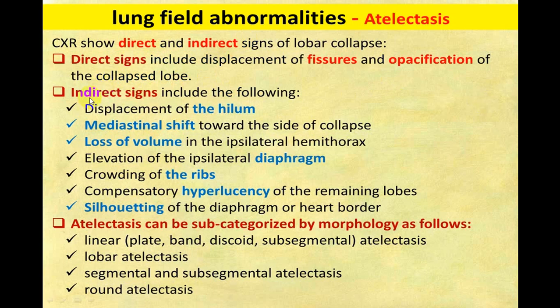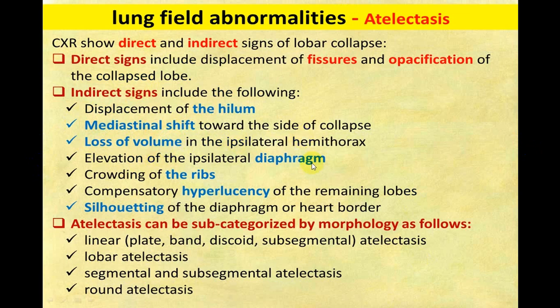There are certain indirect signs, what we call a displacement of the hilum. So if upper lobe is collapsed, hilum will be lifted up. If lower lobe is collapsed, hilum will be lifted down. So that will be a peculiar finding what you will be coming across. So try to look at that particular finding. There will be mediastinal shift towards the site of the collapse. There will be decrease in the lung volume size on the affected side.